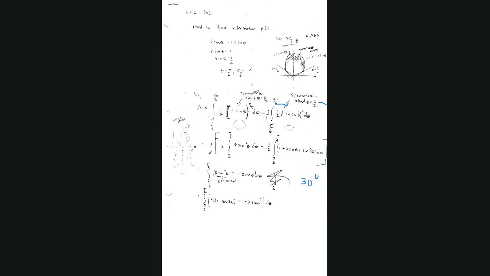But now what we have to do is find the area in black here. We have to find that black area. Well, what we can do is find the area of the circle from theta equals pi over 6 to 5 pi over 6, and then subtract the area of the cardioid.